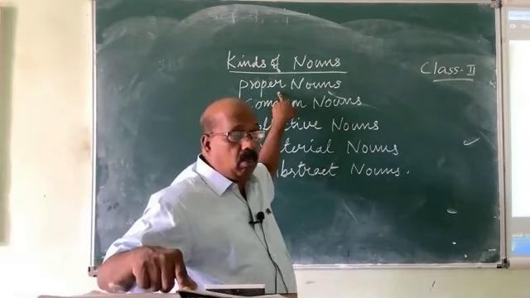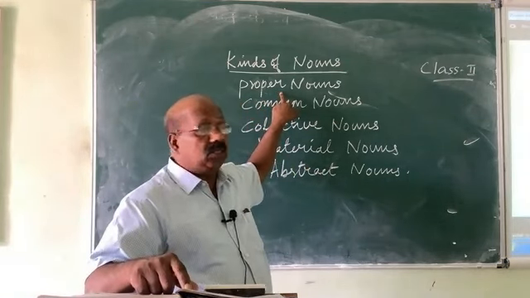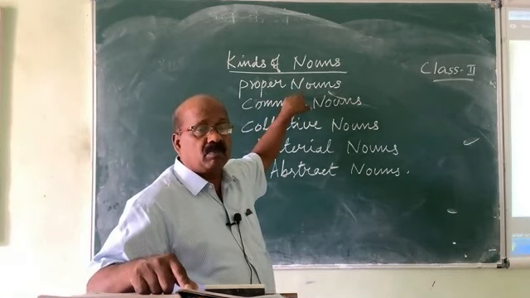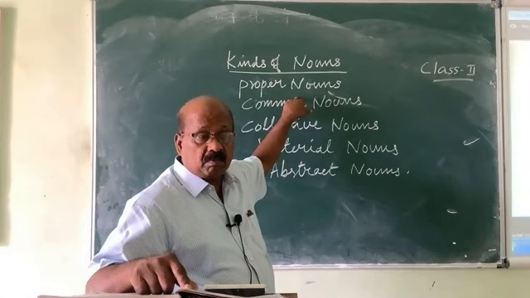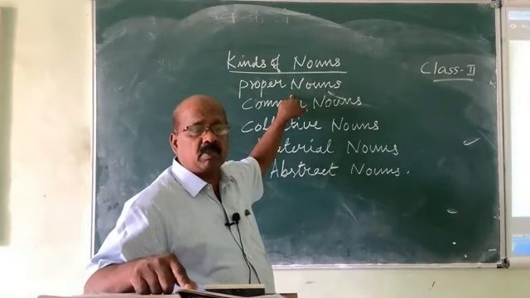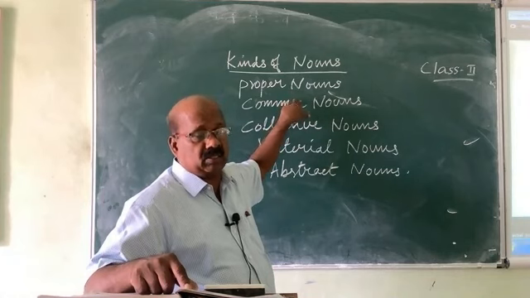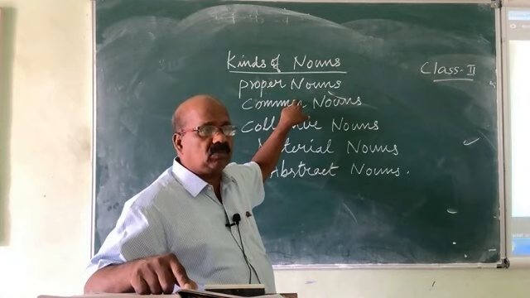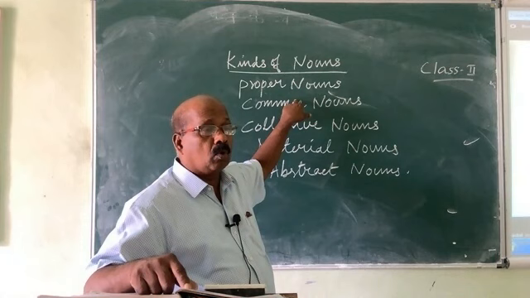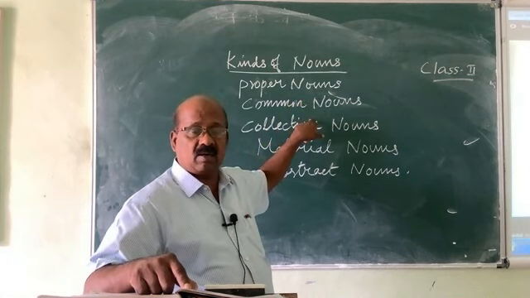What is a proper noun? It shows the name of a particular person, particular place, particular thing. Particular person, particular place, particular thing. For example, Mr. Thomas, Mr. Jacob, Mrs. Leelamani, Mahatma Gandhi, Anil Kapoor, Kottayam, Vadasherikara, Rani.